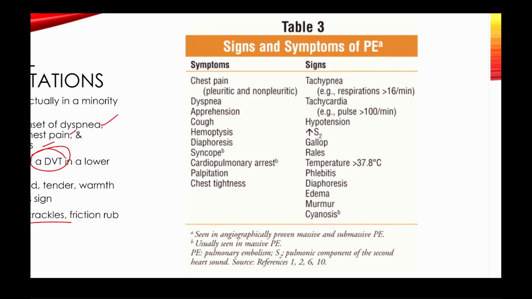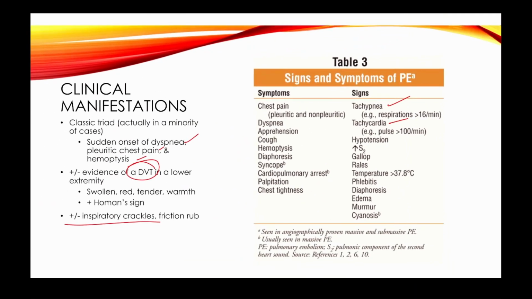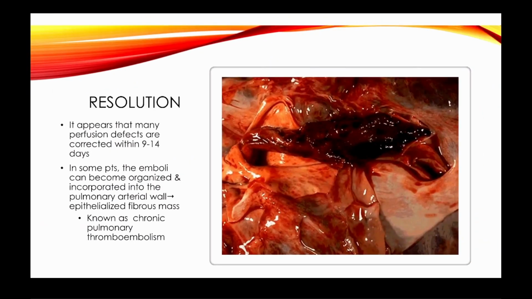So here are just some signs and symptoms of a PE. Chest pain, pleuritic pain. Here's your tachypnea, tachycardia. There are EKG changes with a PE, and you'll get that in EKG, but there are some slight things. Obviously, T-wave inversion is one of them because we talked about the RV strain that occurs, so you may see some of those.